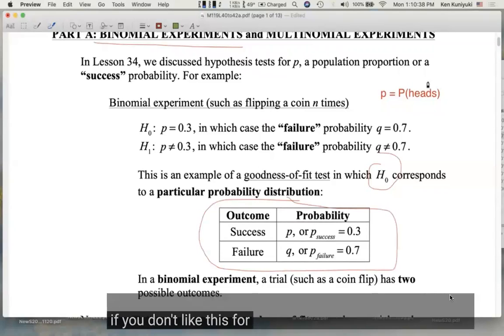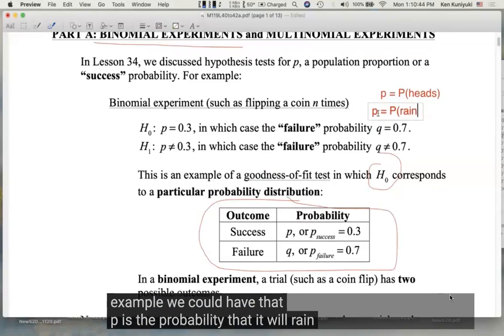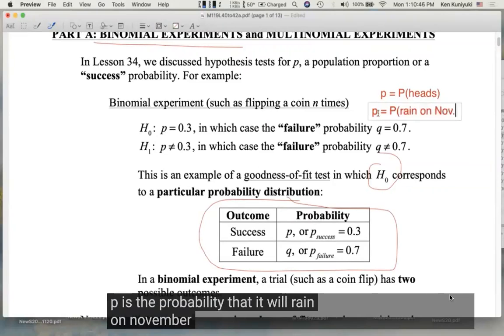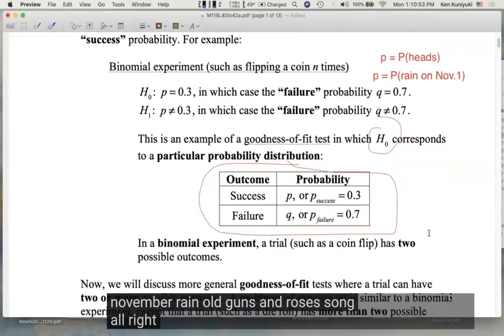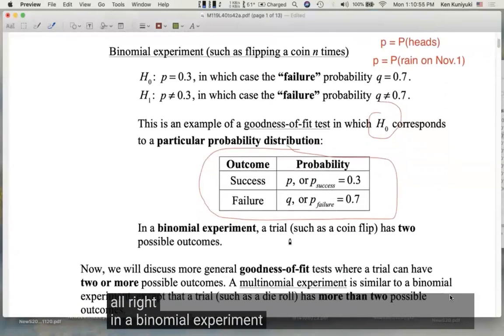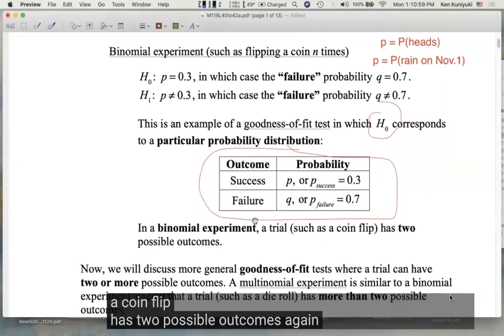If you don't like this for a coin example, we could have that P is the probability that it will rain on November 1st. November rain, old Guns N' Roses song. All right. In a binomial experiment, a trial, such as a coin flip, has two possible outcomes. Again, success or failure, maybe heads or tails.